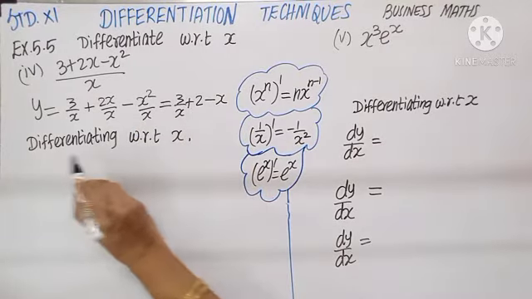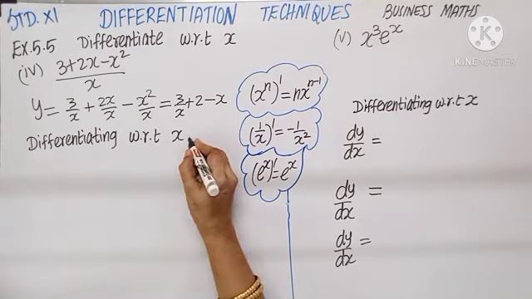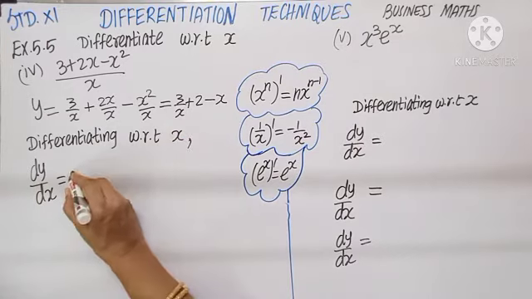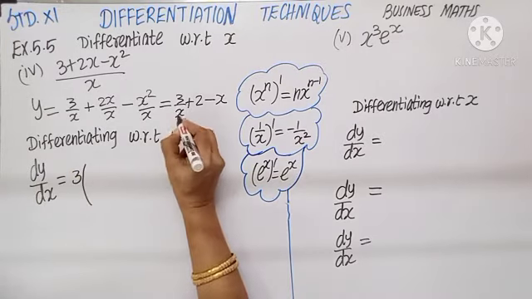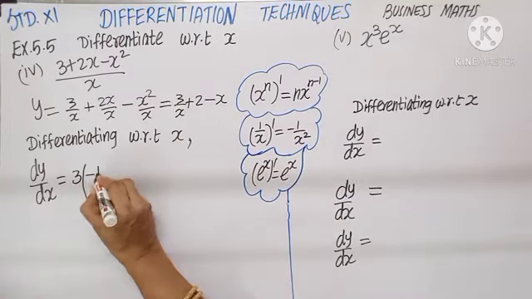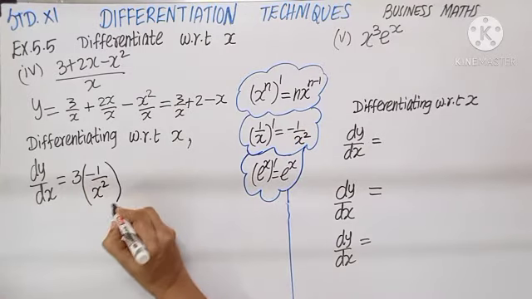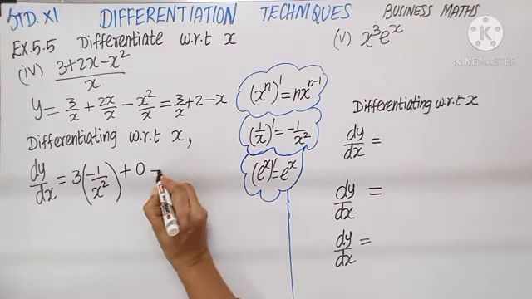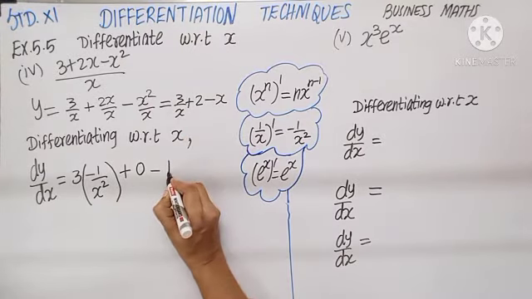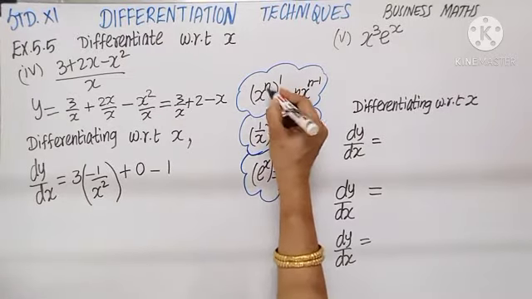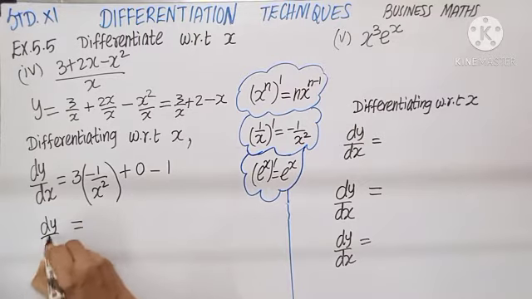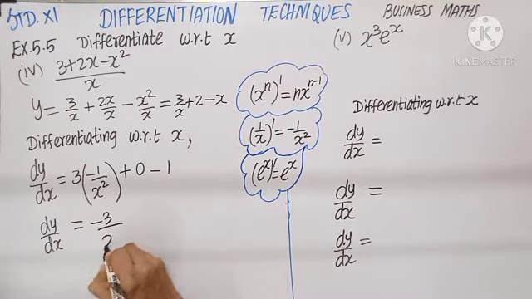When I differentiate with respect to x, y becomes dy by dx. 3 by x, 3 into 1 by x. Remember the formula, minus 1 by x squared. Plus 2 is a constant which becomes 0. x becomes 1. When you apply n is 1, x becomes 1. So my answer, dy by dx equals minus 3 by x squared minus 1.